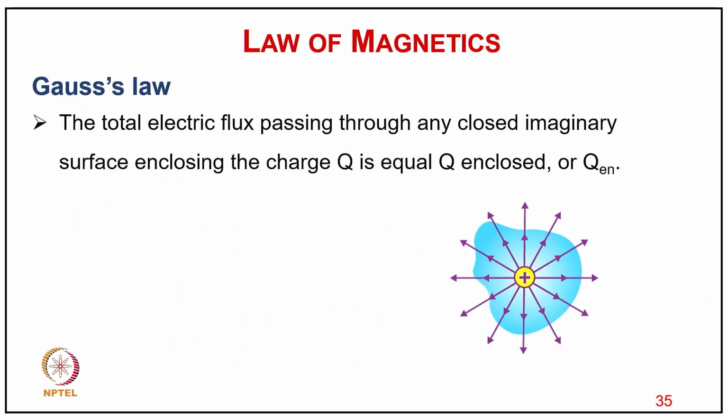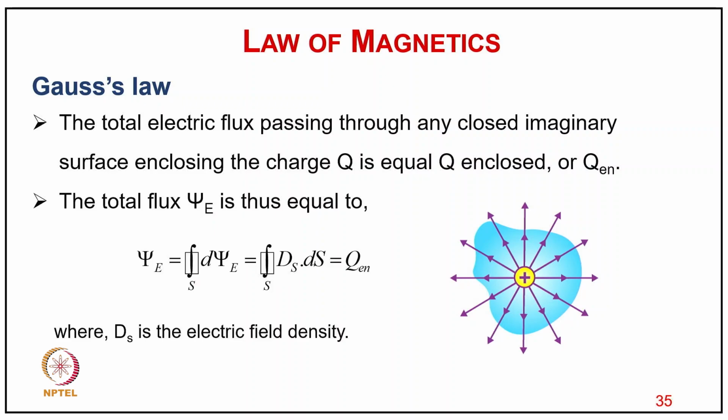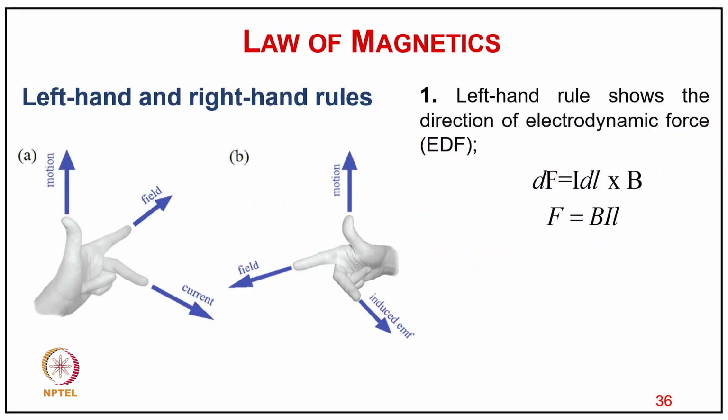Then there is another law, which is called Gauss law. The total electric flux passing through any closed imaginary surface enclosing the charge Q is equal to Q, and the total flux phi E is equal to the surface integral of E dot dS, equal to Q over epsilon, where E is the electric field intensity.